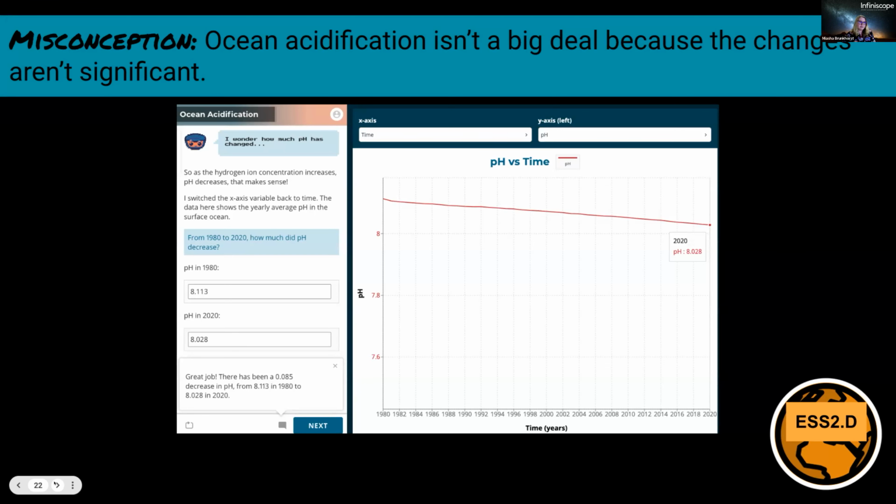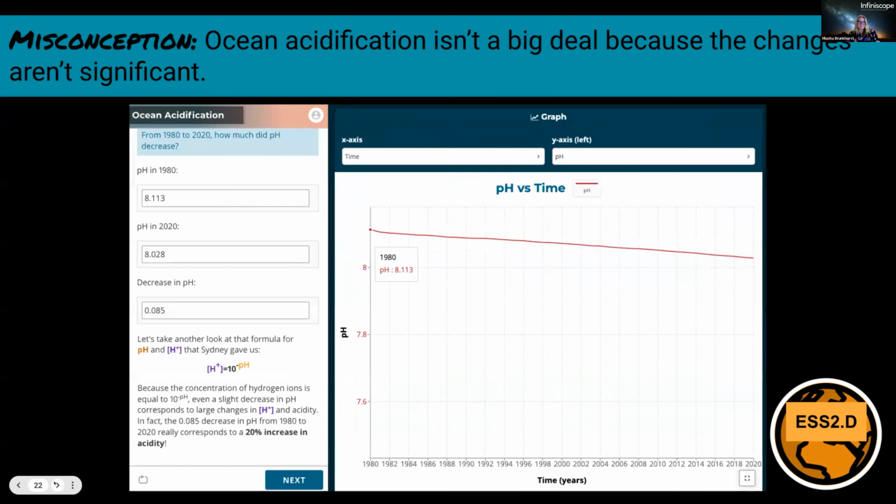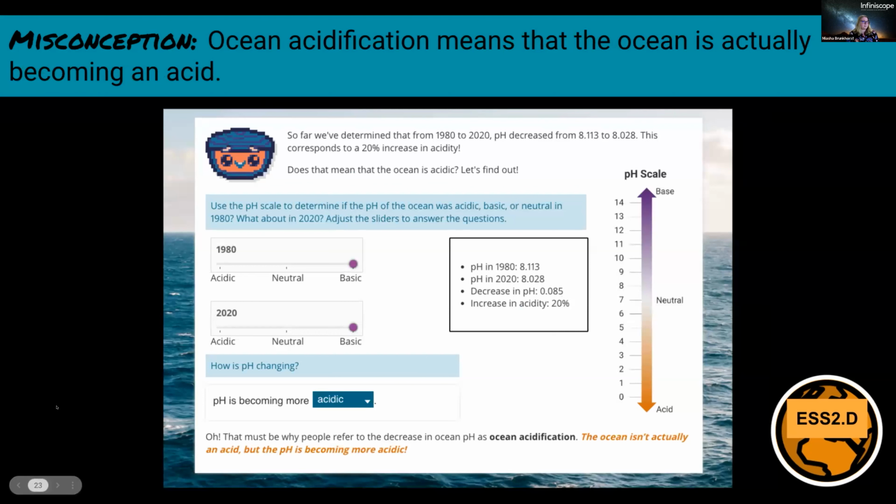All right, if we click next, yeah, so this is that 20% increase in acidity. And then we've got one more misconception that students will cover. So students take their observations one step further and address another misconception that ocean acidification means that the ocean is actually becoming an acid. So students conclude that although the ocean's pH remains basic, it's decreasing and it's shifting towards acidity, which is leading to the phenomenon known as ocean acidification.